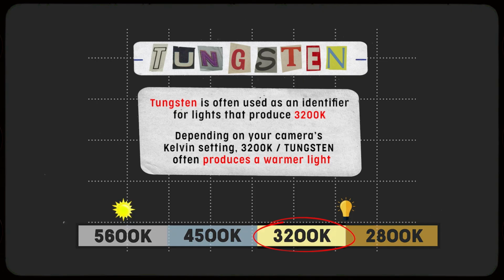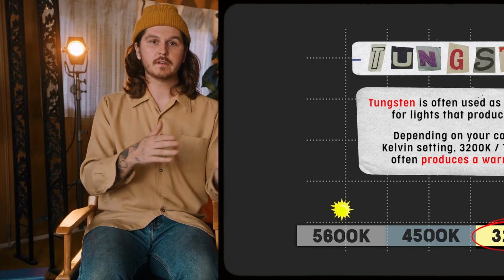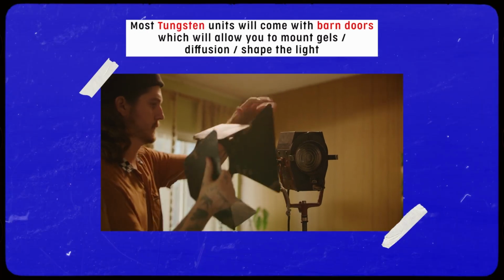Tungsten is 3200, and a lot of people say, oh, let's just make that tungsten. Tungsten ends up being a reference for that color temperature, but 3200 on the Kelvin scale is where tungsten lamps, where a lot of that warmer light tends to be.